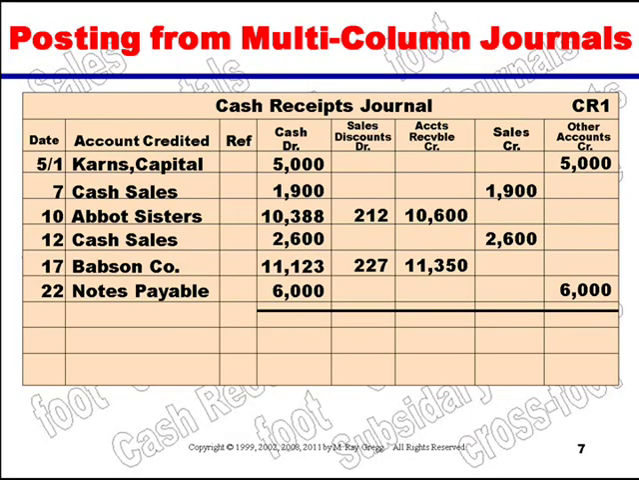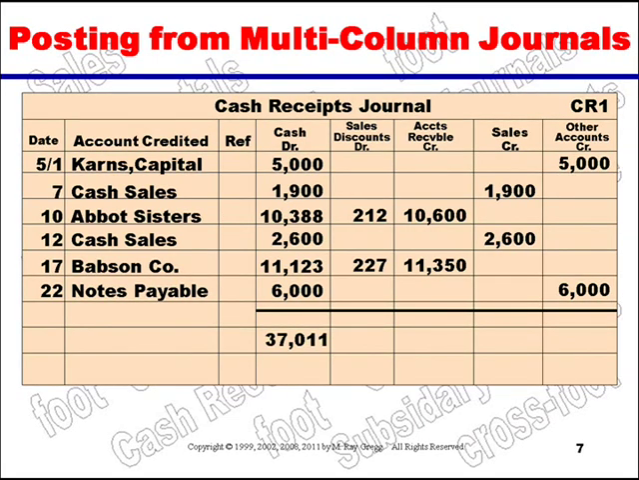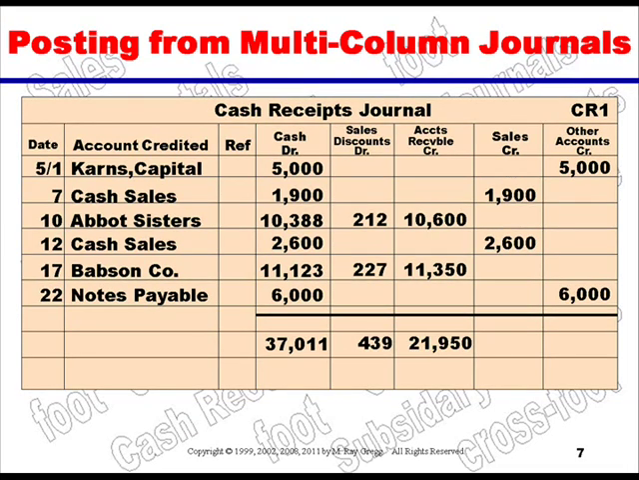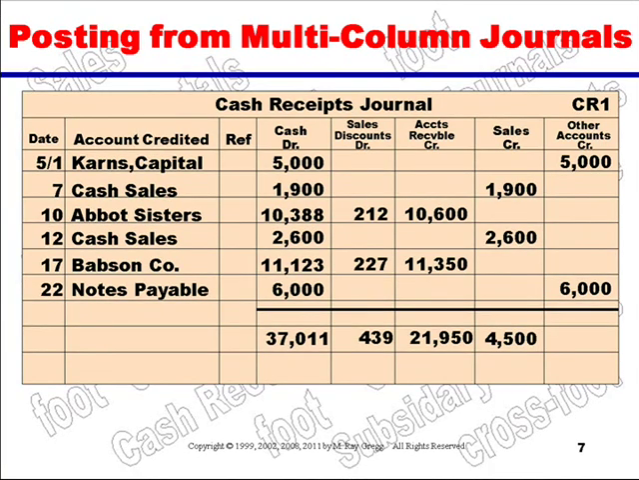It's a partial cash receipts journal. Let's look at the steps that we need to apply to this. The first thing you do when you post from a multi-column journal like this is foot. So you could add these columns yourself. You might see the totals on the screen if you want to practice a couple and see that I got them right. Hope I did. The cash debit total is $37,011. The sales discount debit column is $439 and so forth. Those numbers are available to you. I'm going to let you rely on the visual there for that.